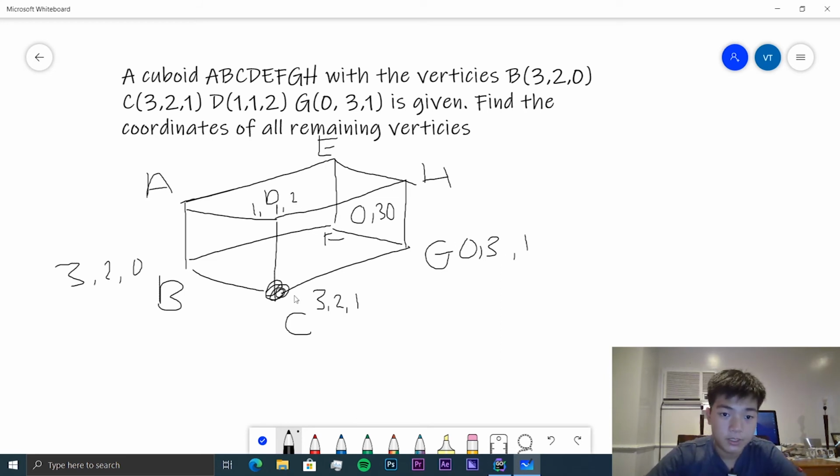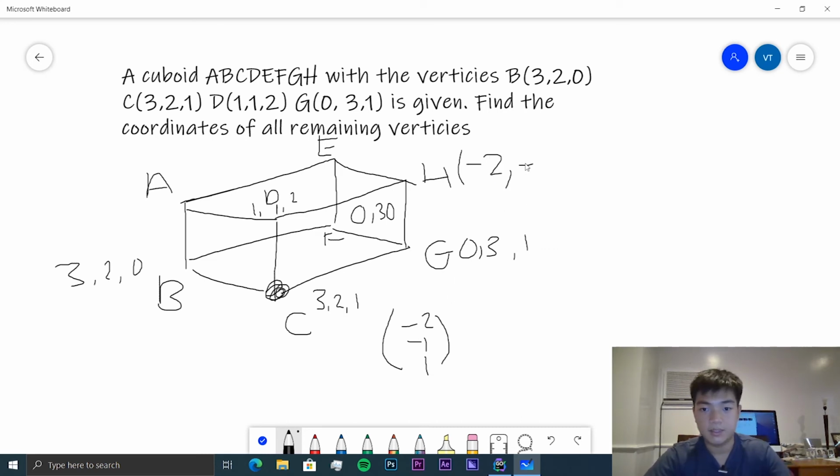1, 1, 2, so we have to get from 3, 2, 1 to 1, 1, 2. So that's a vector of negative 2, negative 1, 1. So if we add this to G, we get negative 2, 2, 2. E will then be 0, 3, 0 plus this, or I can just subtract 1 from this, really. So negative 2, 2, 1.